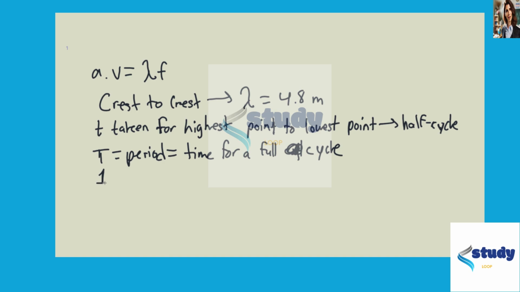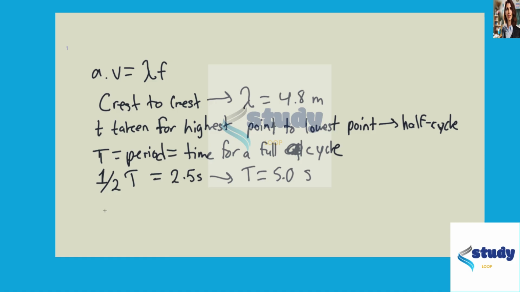So that means that half of the period T is going to be equal to 2.5 seconds, which means that T is going to be 5 seconds. The period of this is going to be 5 seconds, which means that it takes 5 seconds for a full cycle to pass by the fisherman.